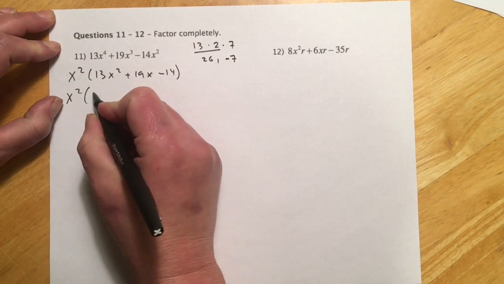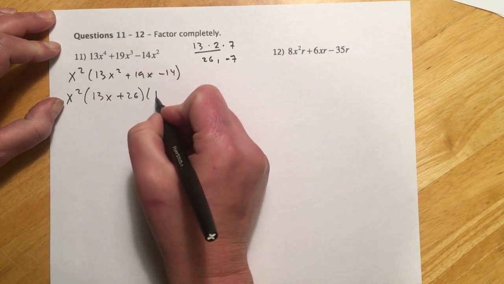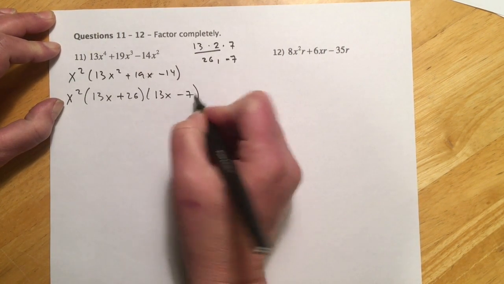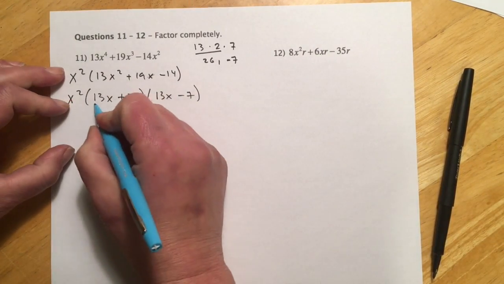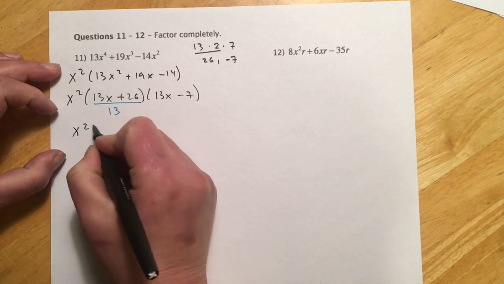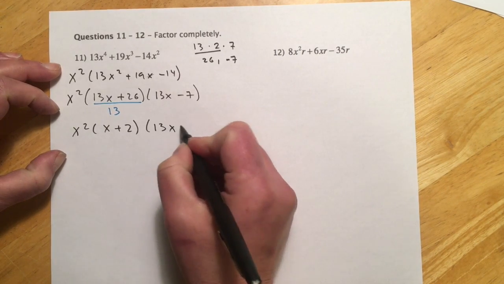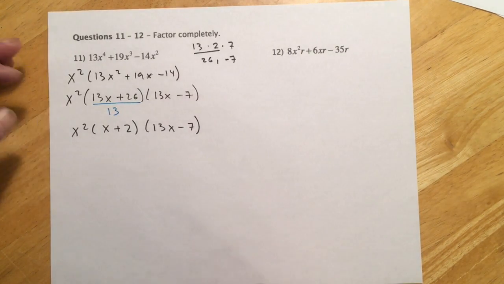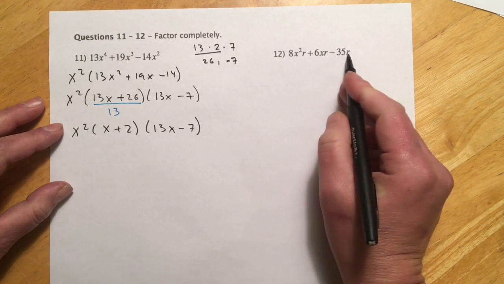So that'll be an x squared out front. We'll have 13x plus 26, 13x minus 7. I got a fake 13, so I'm going to divide that right here. And then that gets us x squared, x plus 2, and 13x minus 7. And then this last one, looks like there's an r everywhere, and that's it.